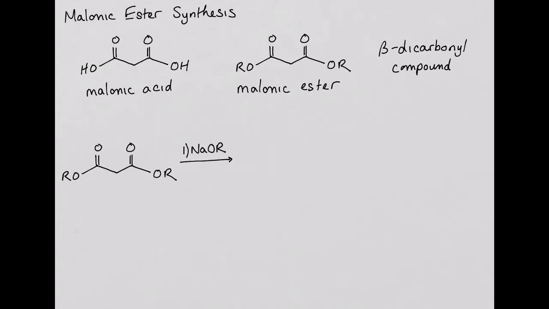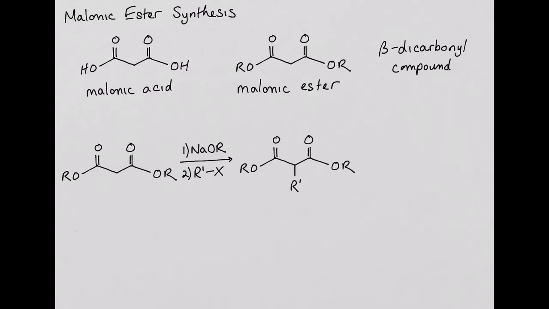Remember that, just like with the Claisen condensation, we want the structure of the base, the R group, to match the structure of the ester, R group. Next, the enolate that is formed is alkylated. This produces the alpha-substituted malonic ester.